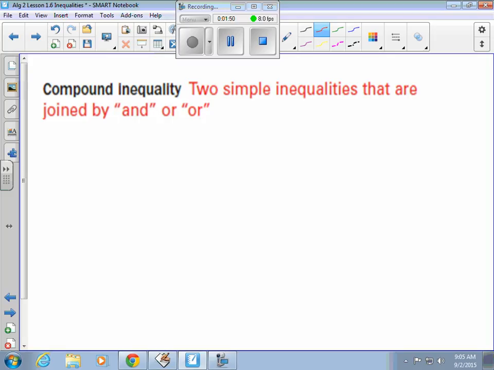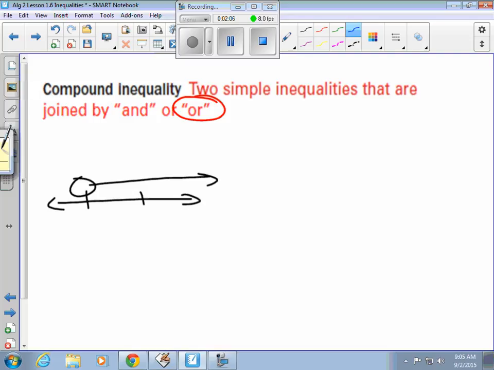A compound inequality has and or in it. Or doesn't mean you choose one or the other. It's both of them at the same time. Typically, an and inequality, when you graph it, it'll be overlapping. Like this one will go this way, and this one will go this way. So they'll have this overlapping area here. Typically, not all the time.